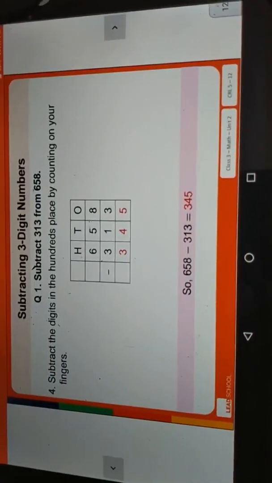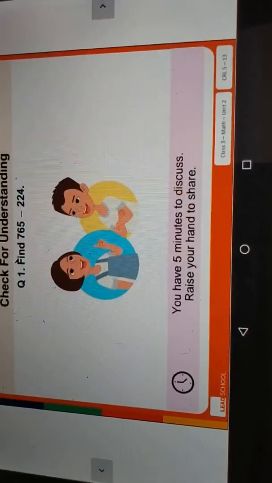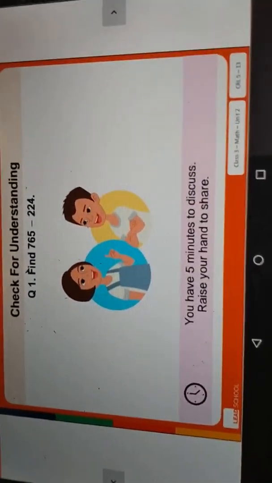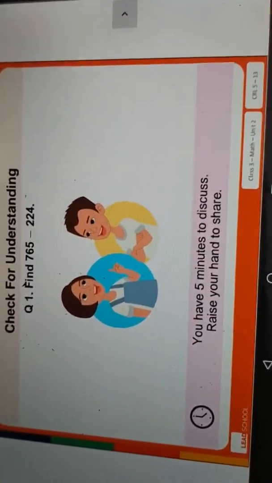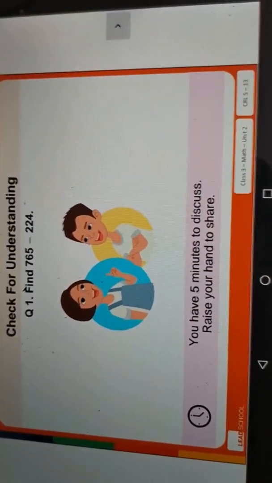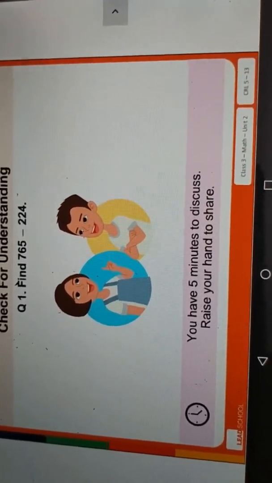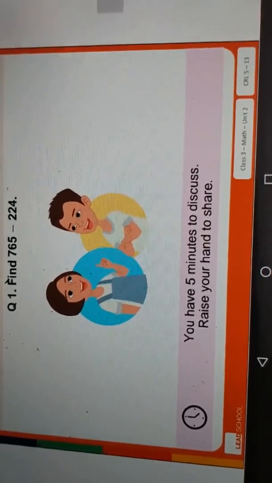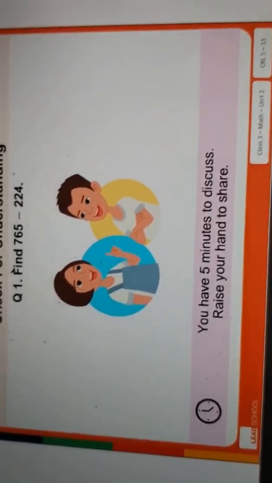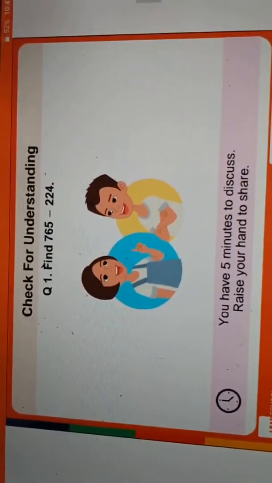Okay students, I hope your work is complete. Now we'll start the next sum. Now this sum you have to do yourself: 765 minus 224. I'll give you half a minute. You have to think and write the answer. After that we'll check the answer.